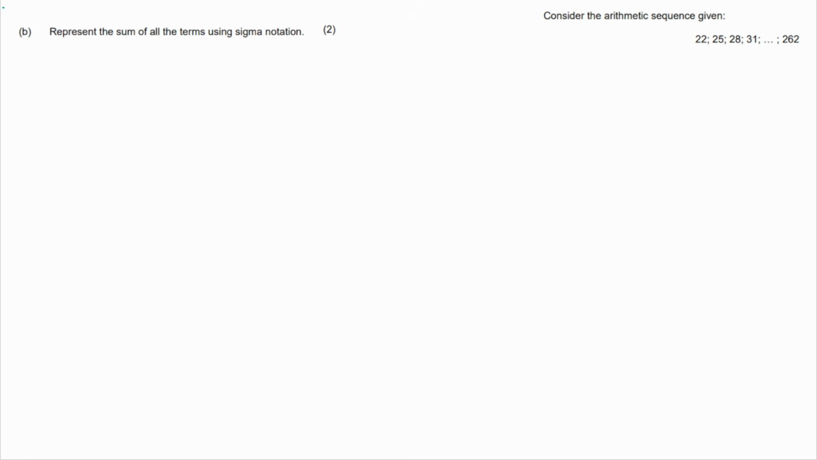All right. Now for part B, still using the same sequence as you can see up here. They say represent the sum of all the terms using sigma notation. Remember this symbol here is sigma. It's a Greek symbol. What we do is in here we put the formula for the general term, so remember here we put Tn. Here we say n is equal to 1 because that is where we start. And up here is the last term in that sequence. 81 would be the last term.